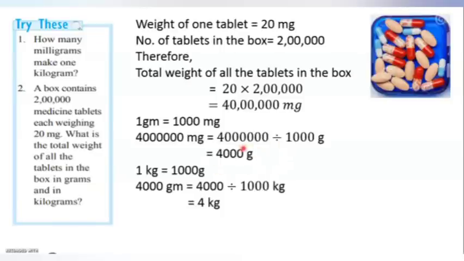Now you have to convert this gram into kilogram. Again, converting a smaller unit into a bigger one means you will have to divide. 1 kilogram is equal to 1000 gram. So dividing it with 1000, you will get 4 kilogram. Cancelling the 3 zeros, you will get 4 kilogram. So our answer is total weight of the box is equal to 4000 gram or 4 kg.